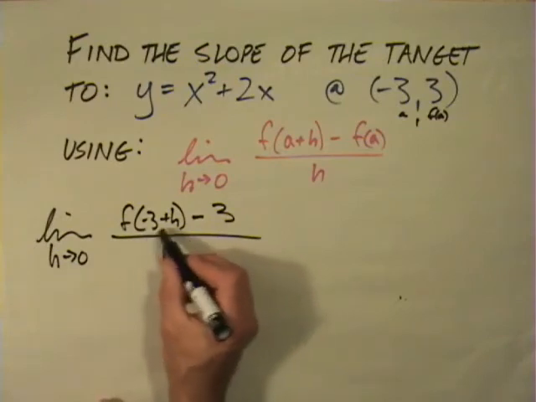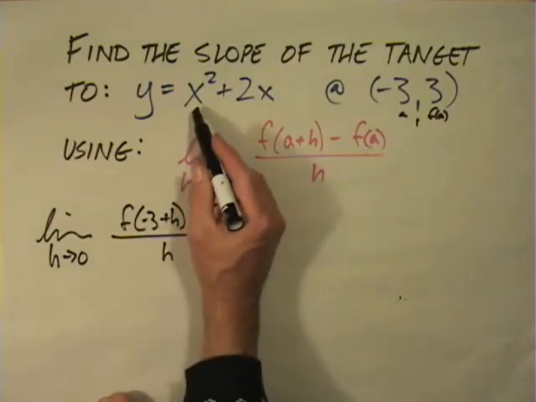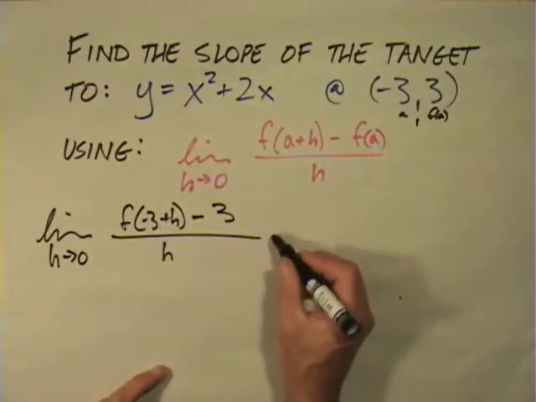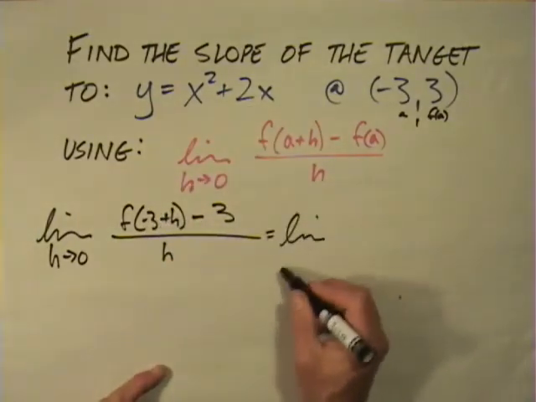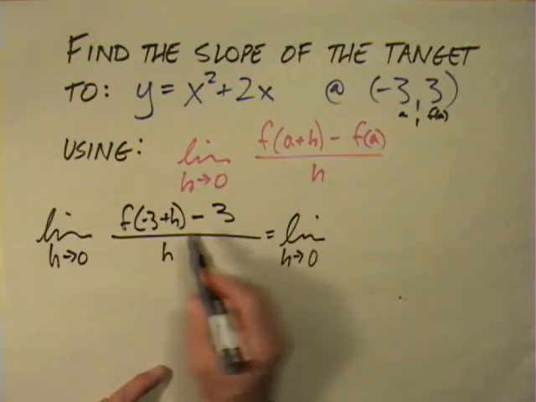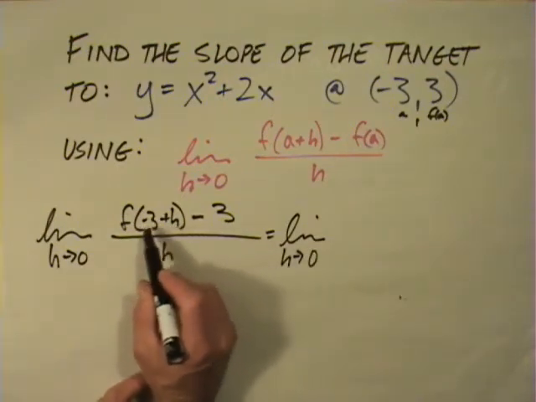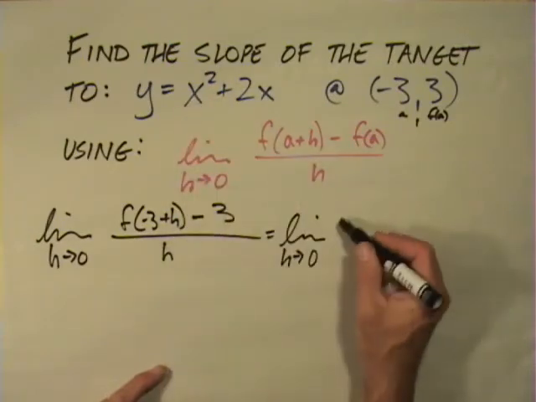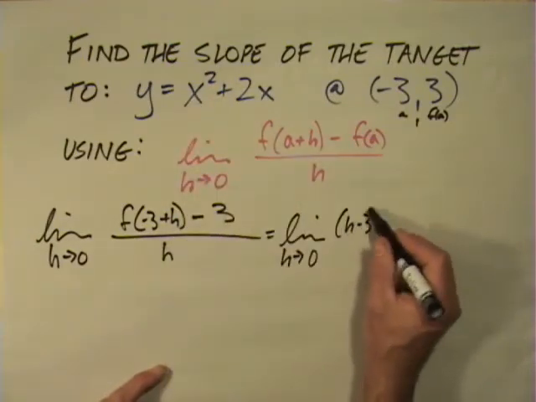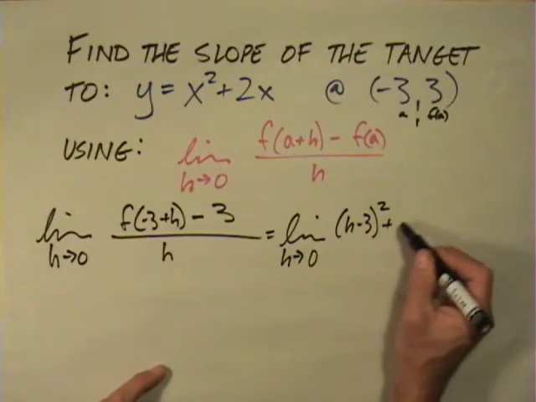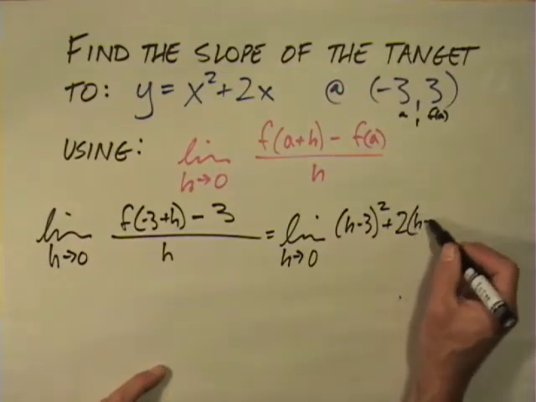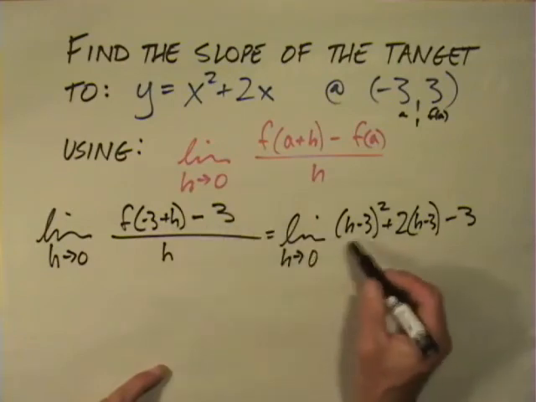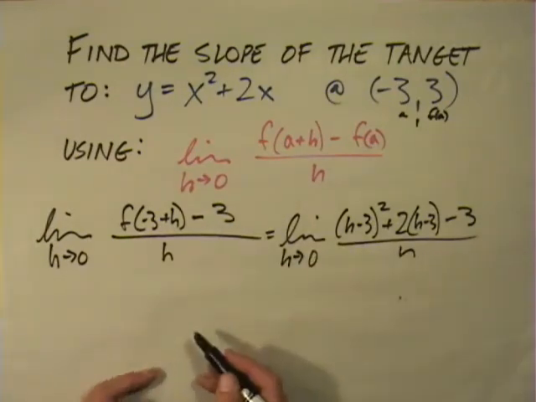So this is that h value that's going to get arbitrarily smaller and smaller. Well, when we plug in -3 plus h into our function for x, we're just going to square it and then add 2 times that. So this becomes the limit as h approaches 0. If I reverse the order of this just to make it a little bit more conventional, that's h minus 3, h minus 3 squared, and then plus 2 times h minus 3, and then minus 3 for this value, and that's all over h.